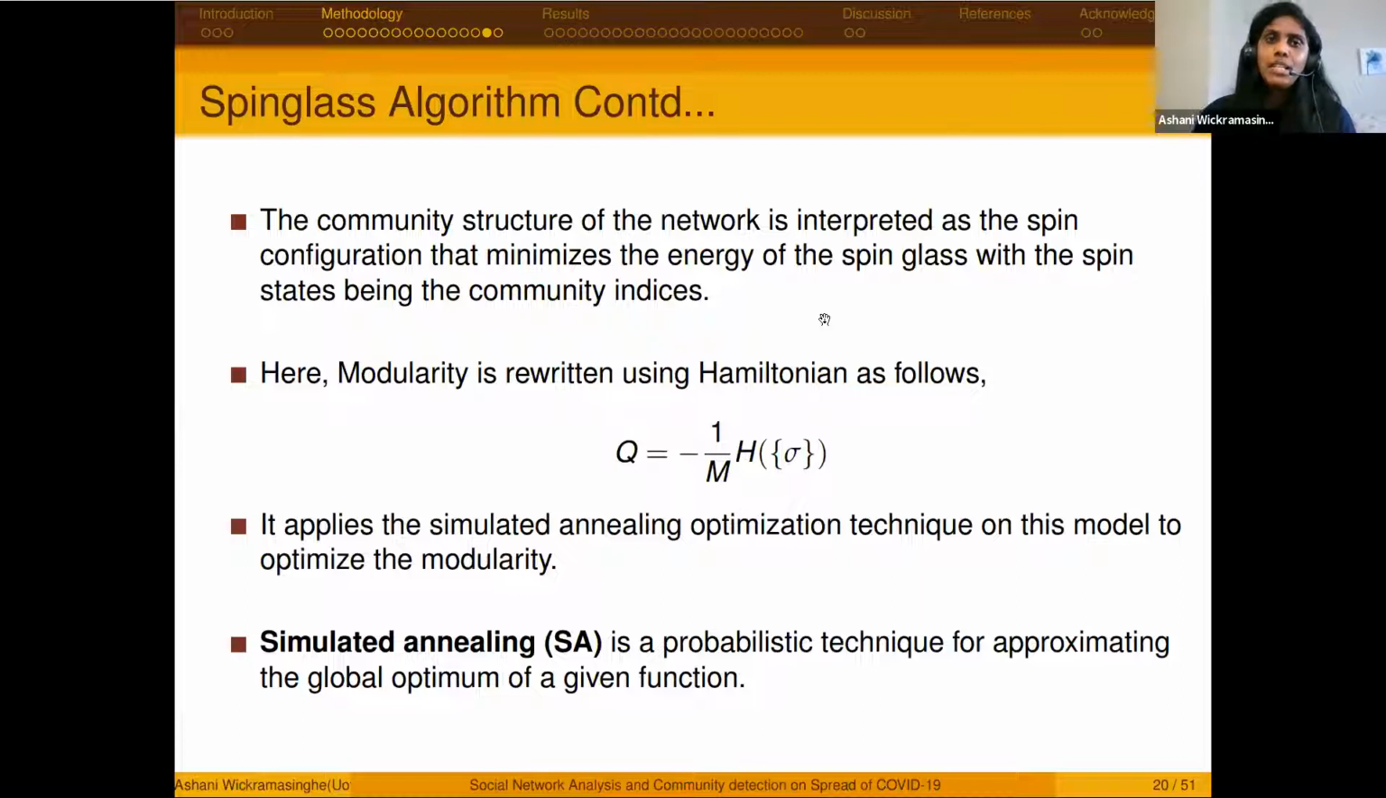Here, modularity is rewritten using the Hamiltonian as follows. So minimizing the Hamiltonian will optimize modularity. It applies the simulated annealing optimization technique on this model to optimize the modularity, and simulated annealing is a probabilistic technique which approximates the global optimum of a given function.